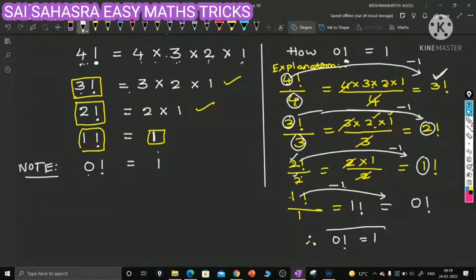1. Did you understand this one? Yes, sir. So how 0 factorial is 1, that one explanation was done.